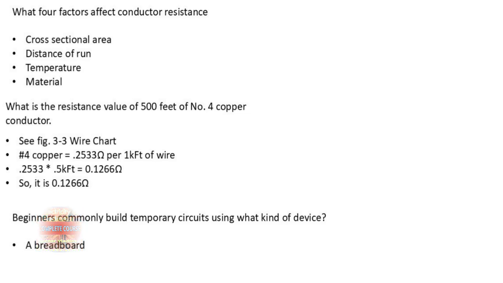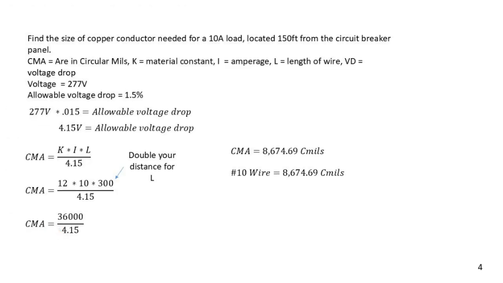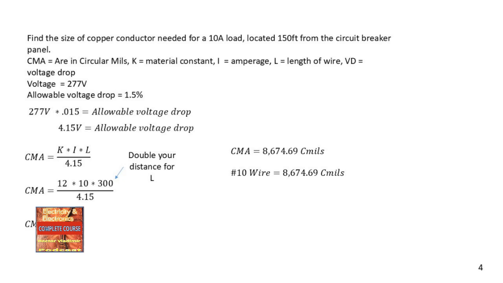Beginners commonly build temporary circuits using what kind of device? Breadboard. Find the size of copper conductor needed for a 10 amp load located 150 feet from the circuit breaker. For this problem, where we have a voltage drop, we want to find out the size of the copper conductor that we need so we don't have a pronounced voltage drop. Remember, a voltage drop could make appliances and electronic equipment malfunction, so you want to limit that as much as possible.